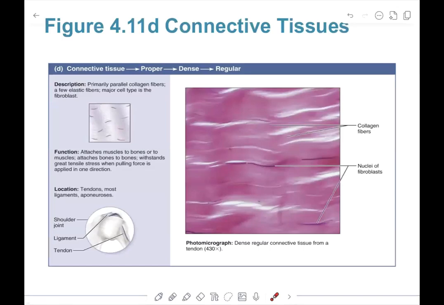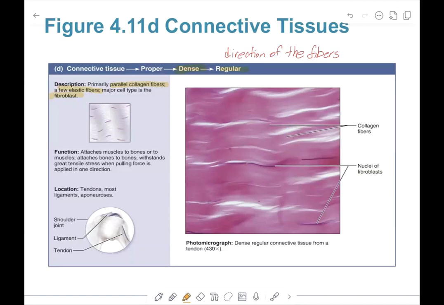The next group of connective tissues are dense connective tissues. And dense connective tissue, remember, means that there is very little space between the cells and the fibers. And they're going to be organized based on the direction of the fibers. That's why this particular one is called regular, because all of the fibers go in one direction. So the description is that they are primarily parallel collagen fibers. There's few elastic fibers, and the major cell type is a fibroblast.